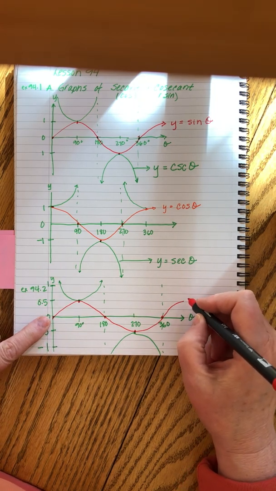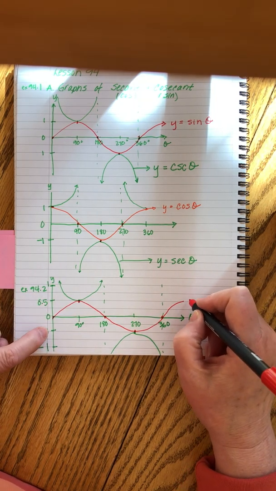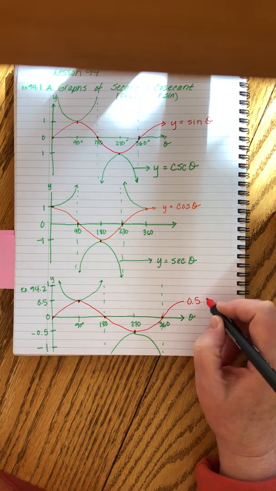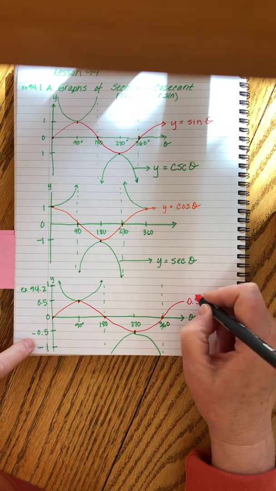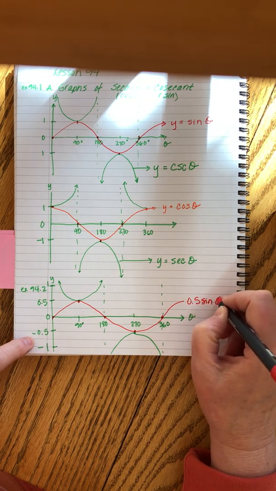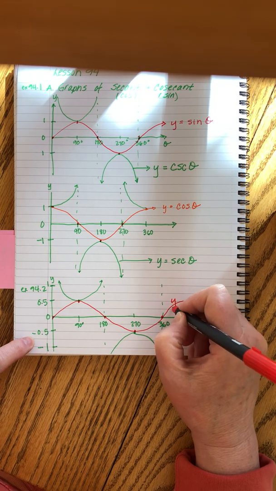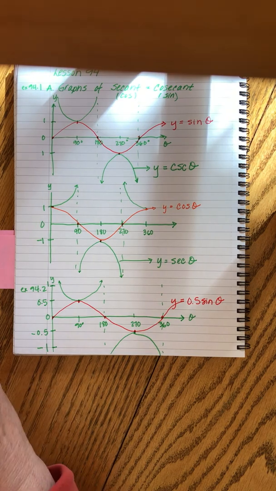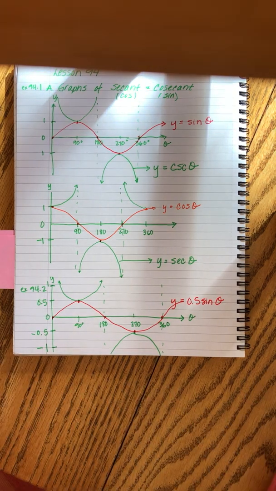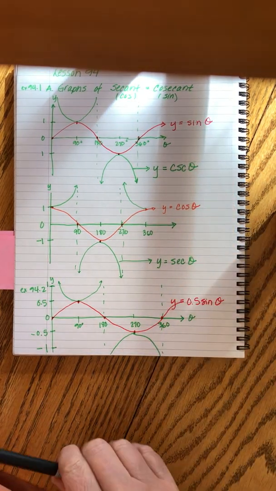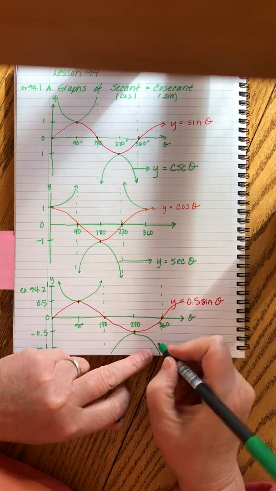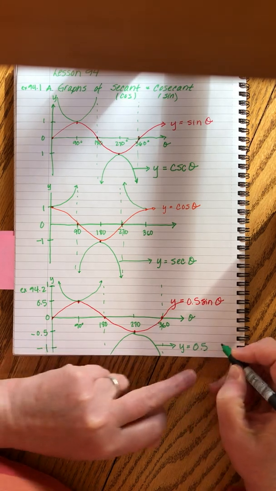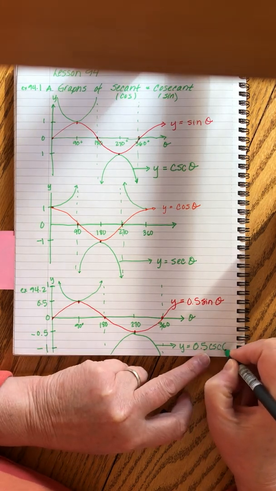So this one is 0.5 for an amplitude, right? So we'll write y equals 0.5 sine of theta. Oh, I forgot the y equals. Squeeze it in, okay? Now, here's what's really fun. We know that cosecant goes with sine. The numbers stay exactly the same. So that tells us that this function is y equals 0.5 cosecant of theta.